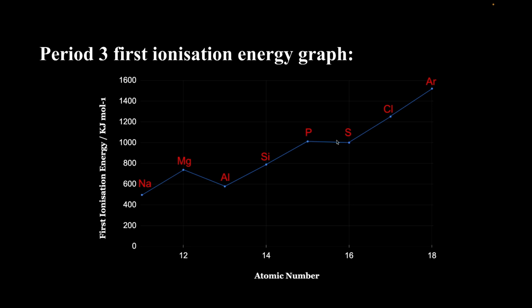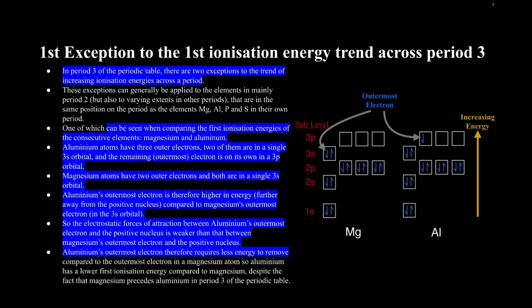In fact, sulfur has a lower first ionization energy compared to phosphorus by only 2 kilojoules per mole. But nonetheless, these are still deviations from the overall trend we established before. So we need to understand why these exceptions happen, and we will explain these using sub-energy levels and orbitals. Now let's look at the first exception to the first ionization energy trend across period 3.